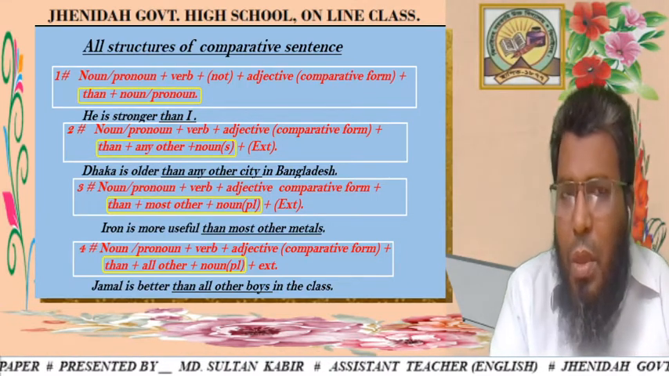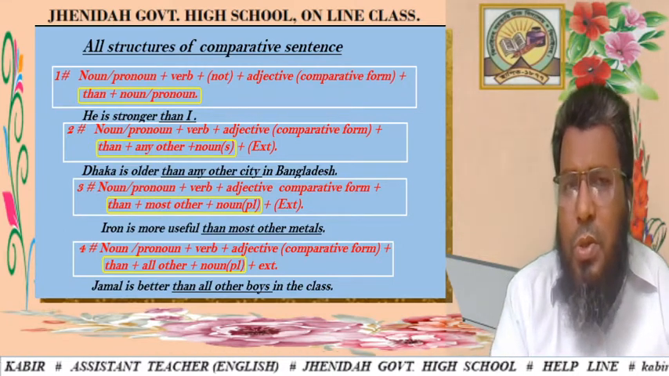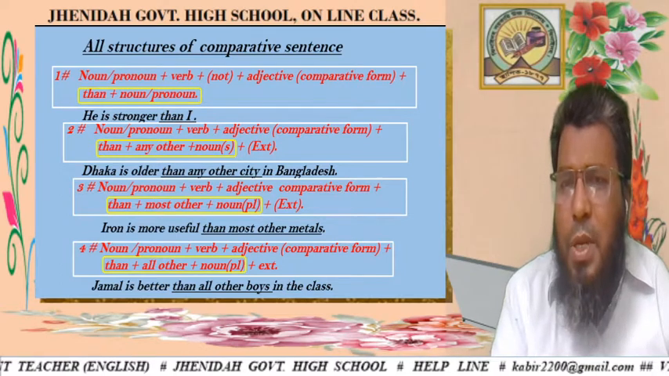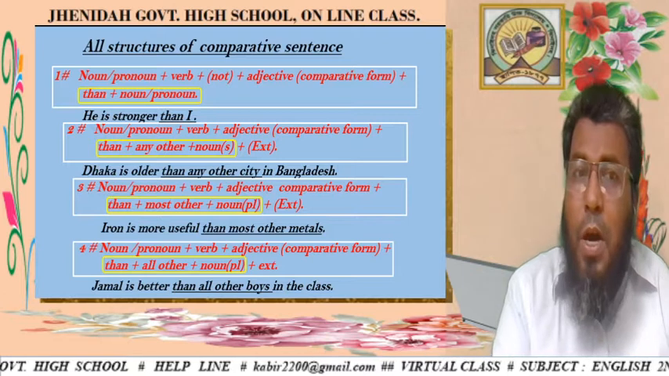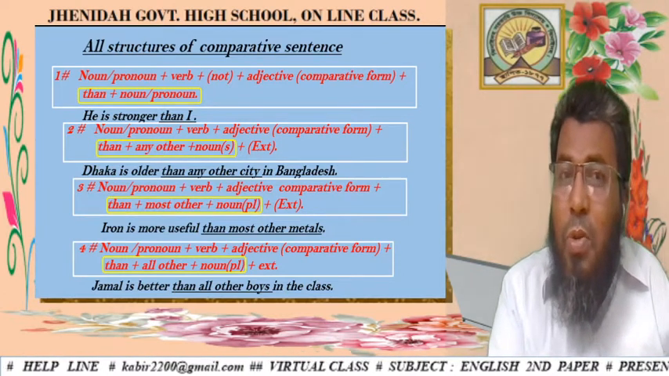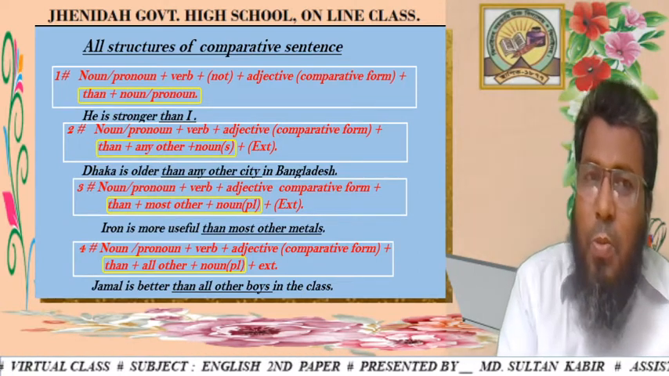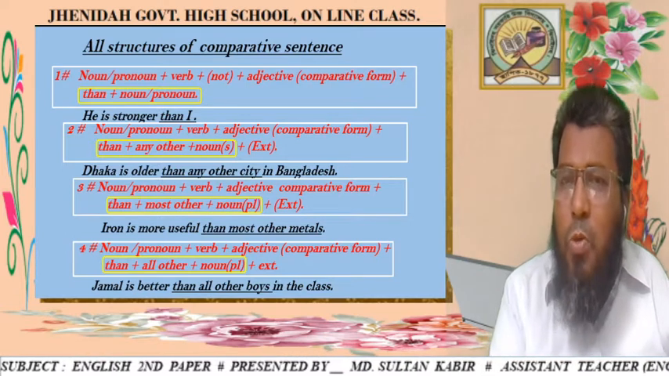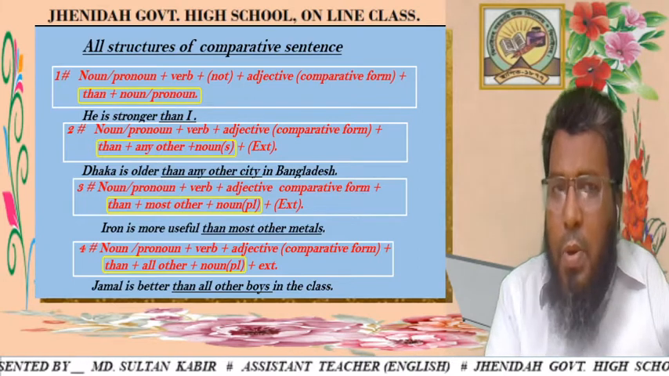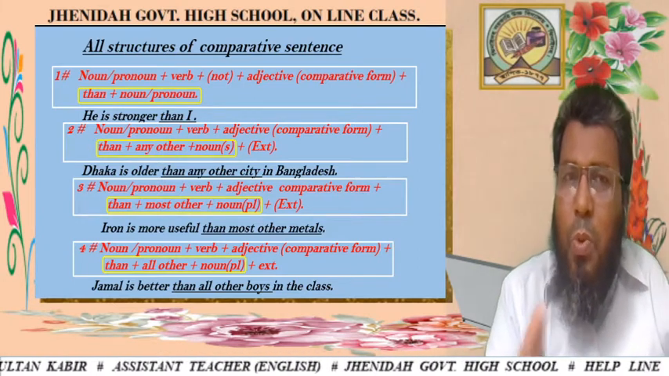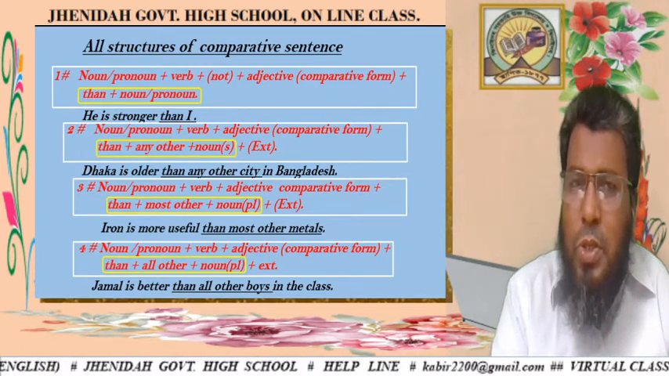So, dear learners, all four structures have the same subject, that means the noun or pronoun, then the verb, and then the comparative form of the adjective. But after the comparative form, you will find than, which is followed by a noun or pronoun. After than comes a noun or pronoun, or any other plus singular noun, or most other plus plural noun, or all other plus plural noun. All these are the special characteristics of comparative degree.